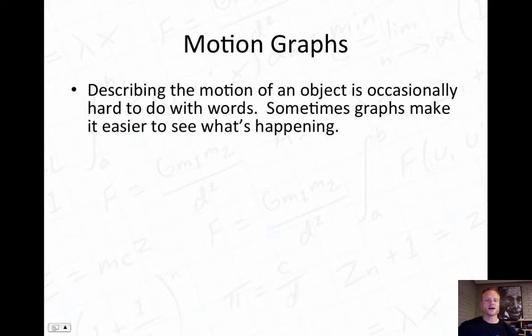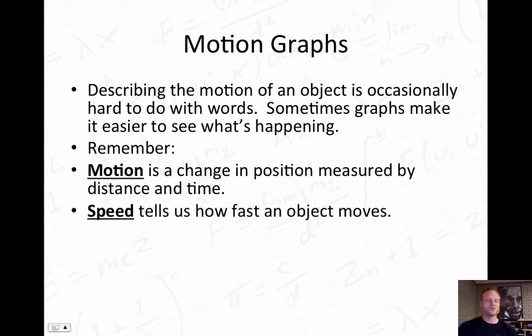Motion graphs basically describe the motion of an object, and doing that in words can a lot of times be challenging. I personally always say a picture is worth 1,000 words, and that's kind of what a graph is. It's like a picture of something that's happening, and so a motion graph is going to describe the motion of an object.